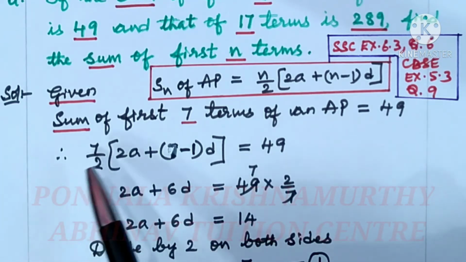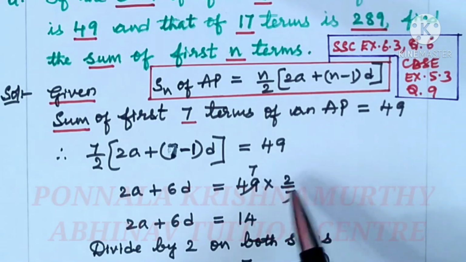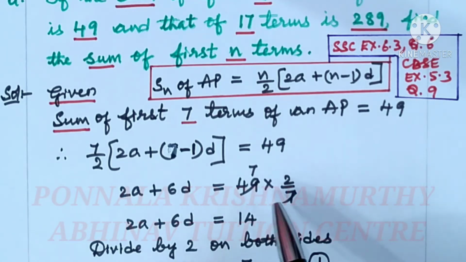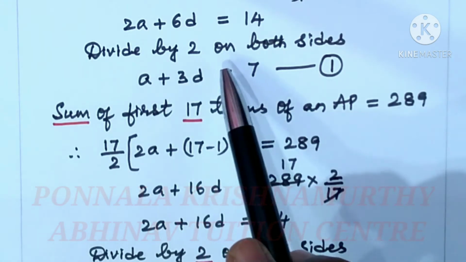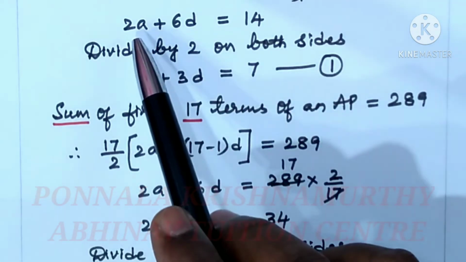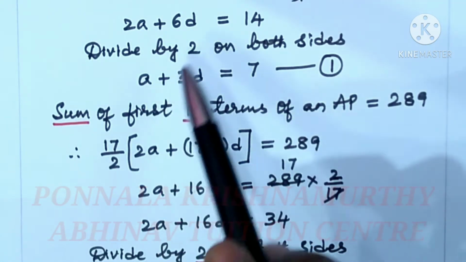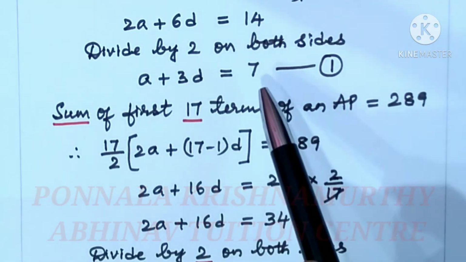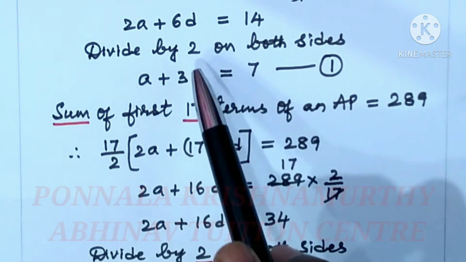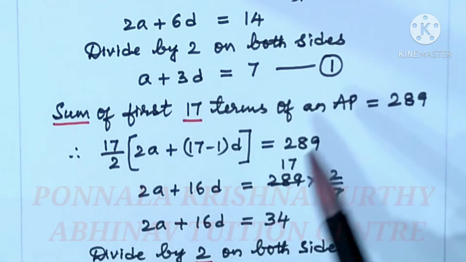This 7 by 2 comes to the right hand side and becomes 2 by 7, the reciprocal of 7 by 2. Now 7 7s are 49, cancelled. Now this is 2a plus 6d is equal to 7 2s are 14. Now divide by 2 on both sides: a plus 3d is equal to 7. Let this be equation 1.